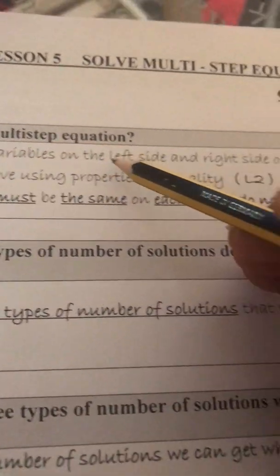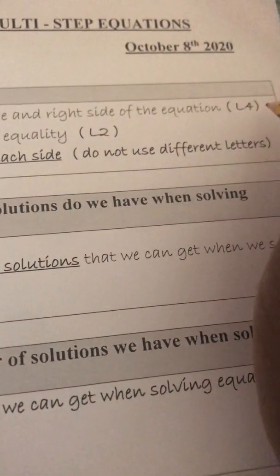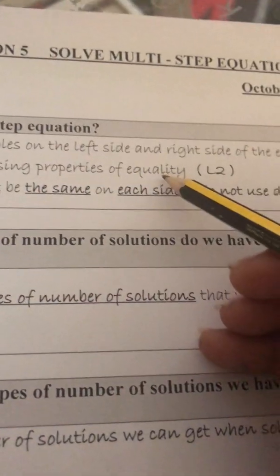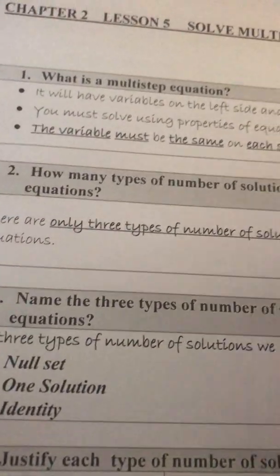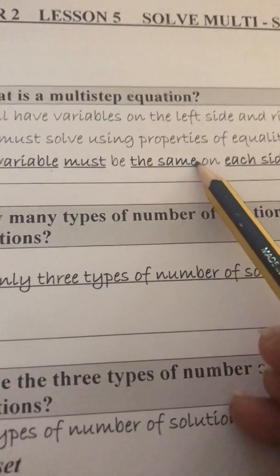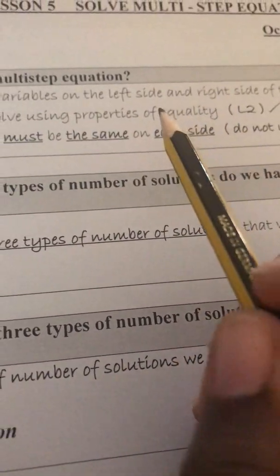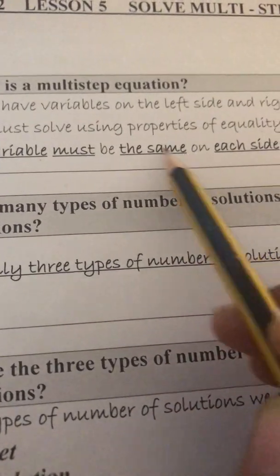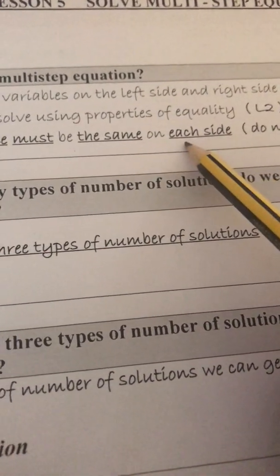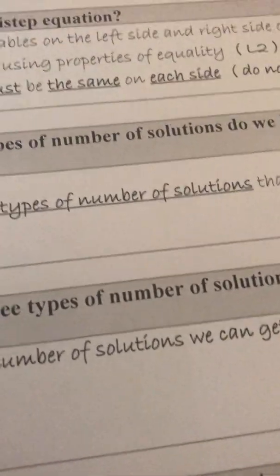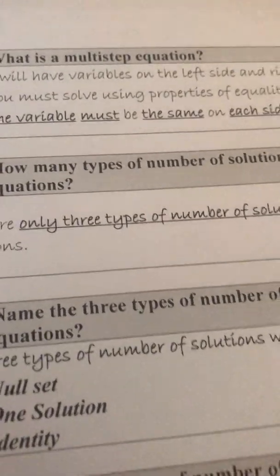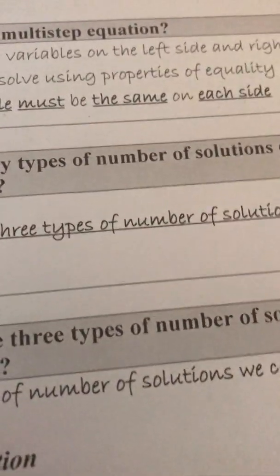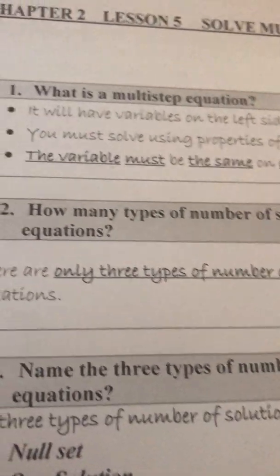Okay. You will have variables on the left side and the right side of the equation. We saw this in lesson 4. You must solve using properties of equality. We saw this in lesson 2. The variables must be the same. That's why we said they're like terms. Okay? So the variables must be the same on each side. I cannot have A on the left side and B on the right side. No. My equation should have the same variable. A and A. B and B. Because I will need to collect the like terms.